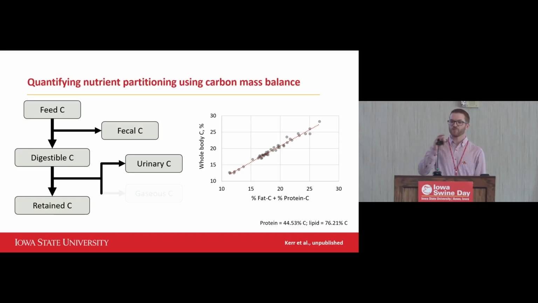And then we had to estimate, okay, what's the carbon composition of that? And so Dr. Kerr went through an extensive process of reviewing amino acid profiles of muscle and fatty acid profiles of lipids, and ultimately we came up with the estimates that body protein is about 44.5% carbon, lipid is about 76% carbon. And so if we do that and use our estimates from the actual pigs we measured, we see that by using the composition of fat carbon and protein carbon, we can accurately predict whole body carbon of the pig.